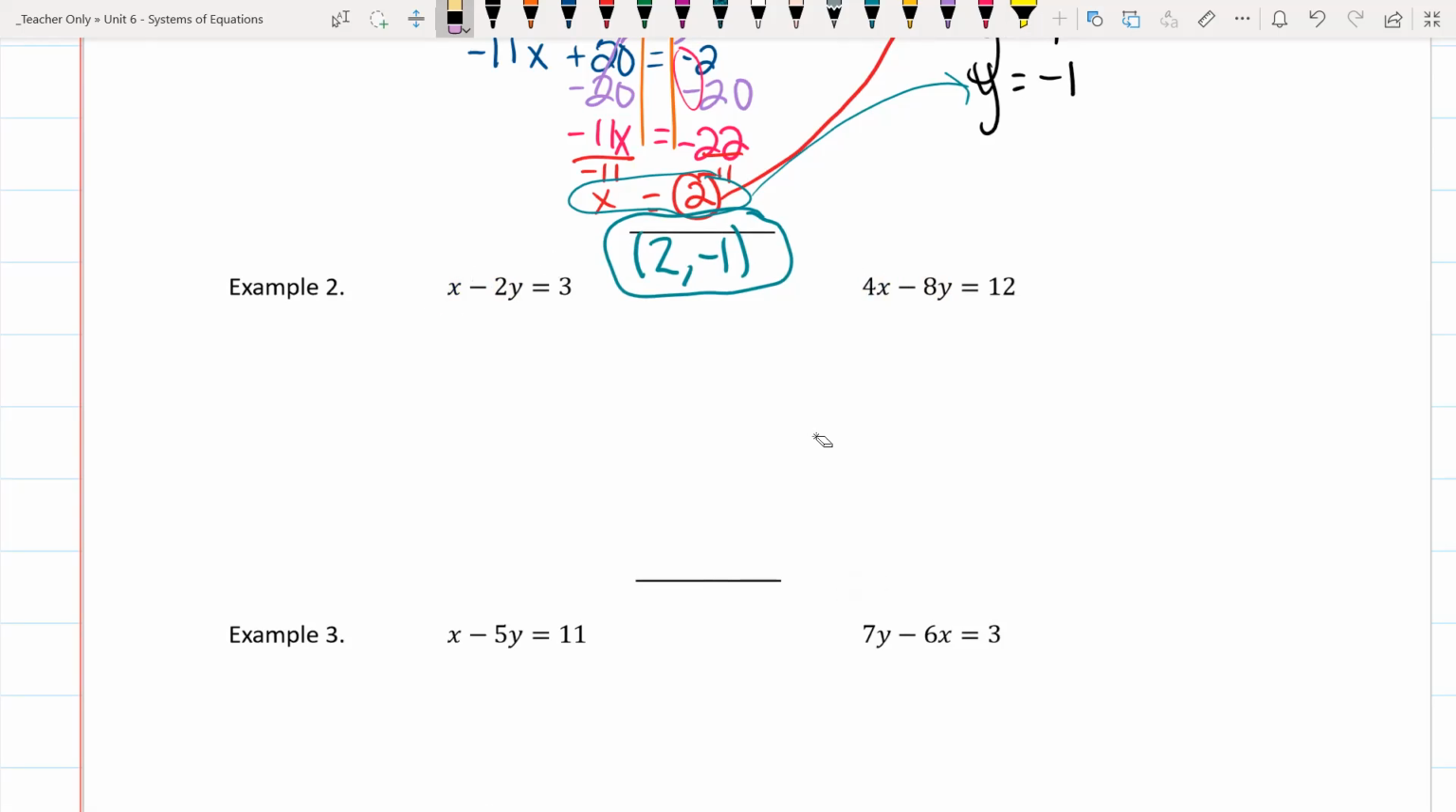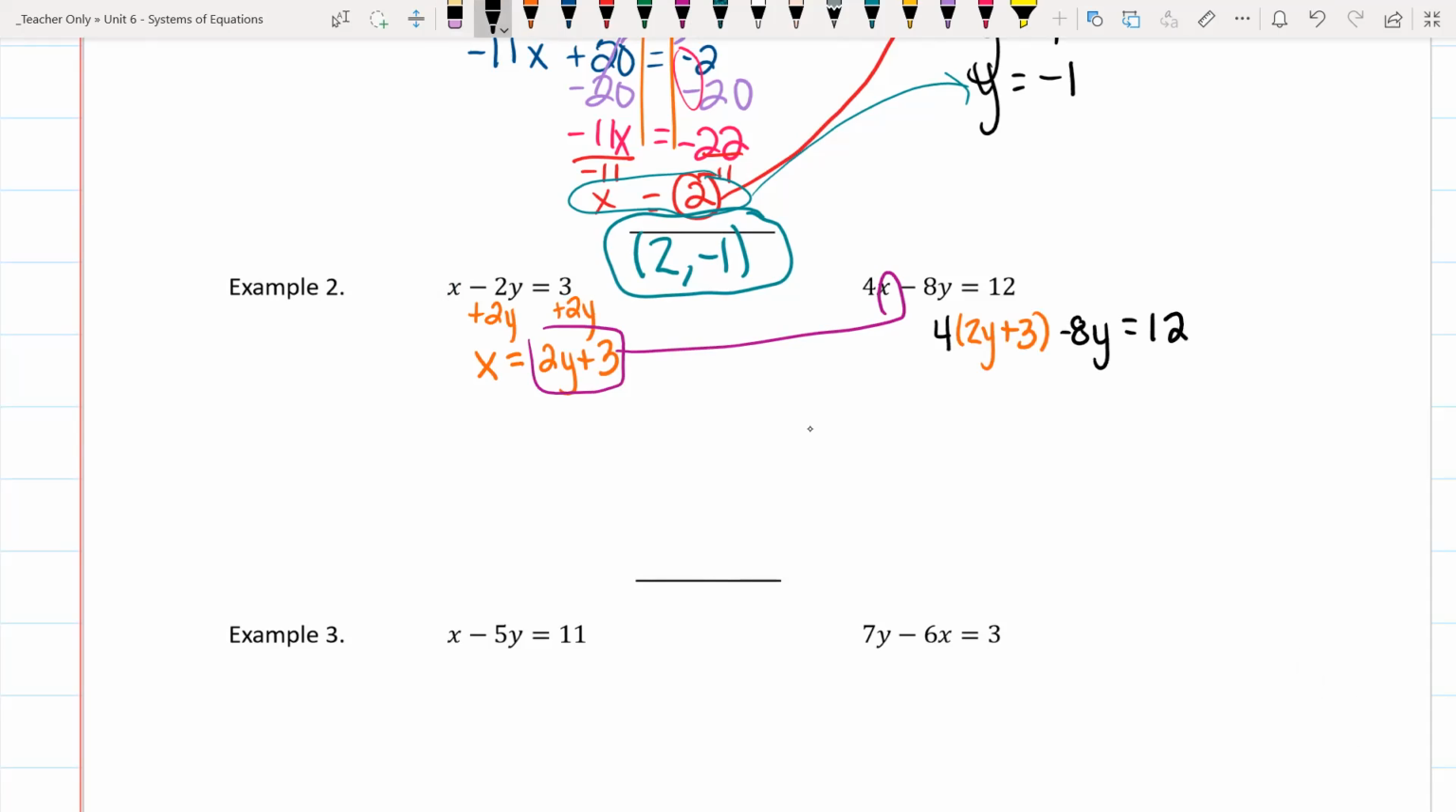And if I move that 2y, since it's minus, it'd be plus 2y. Now I'm going to have x is equal to 2y plus 3. So now I have an x alone. So now I can take this and plug it in for x over here. So let's do that. So we have 4 times our x, which is 2y plus 3. Keep on writing the rest of the equation, minus 8y equals 12. Again, now we need to distribute.